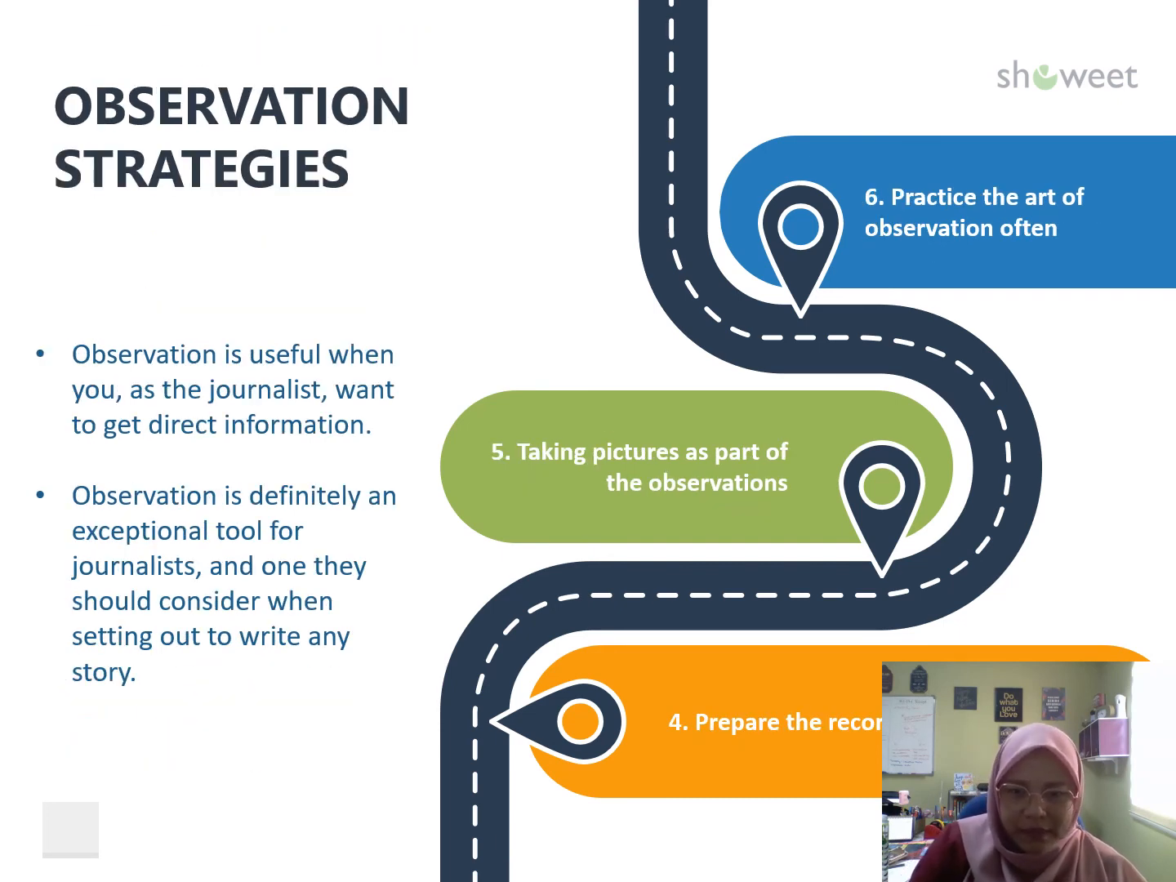Okay. Number 4, you need to prepare the recording sheets. Okay, you need to record every single thing that is happening. Taking pictures is part of observation, so that you will remember, because sometimes if you don't take pictures, you tend to forget what is happening. And then you need to practice the art of observation often, so that you become a pro.